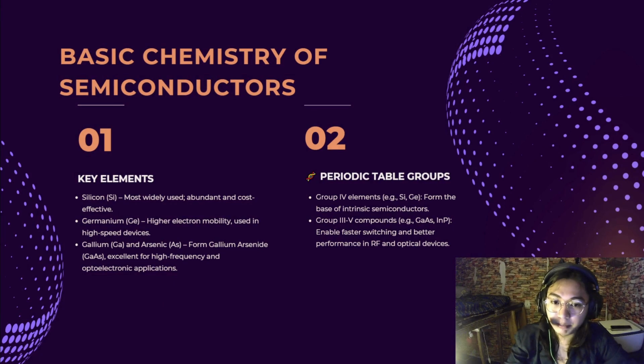In this slide, basic chemistry of semiconductors. Common semiconductor materials include silicon, germanium, gallium, and arsenic. Silicon from group 4 is the most used. Gallium and arsenic, when combined as gallium arsenide, form a group 3-5 compound. These materials form structured crystal lattices, allowing precise control of electron movement, key to reliable circuits.